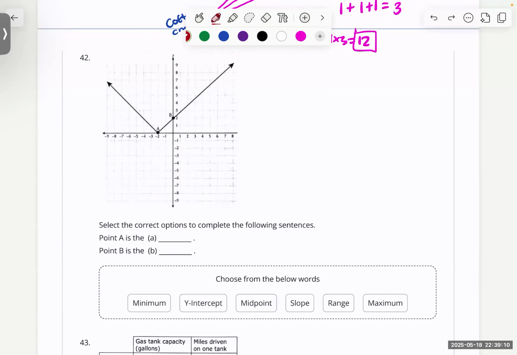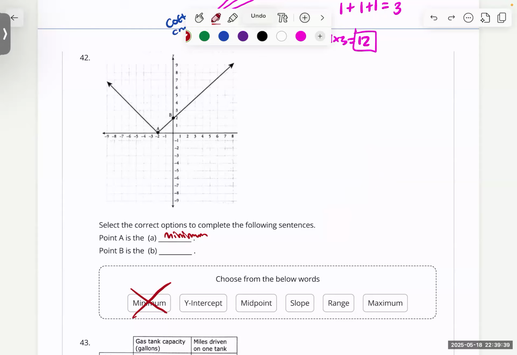Is it the minimum? It is actually the minimum, because the way we read graphs is this is the lowest all the way to the highest. And clearly, that's the starting point. So it's actually the minimum. Minimum. It's not the midpoint. Midpoint is if I have a line segment. Midpoint is like halfway in between. That's not a midpoint.